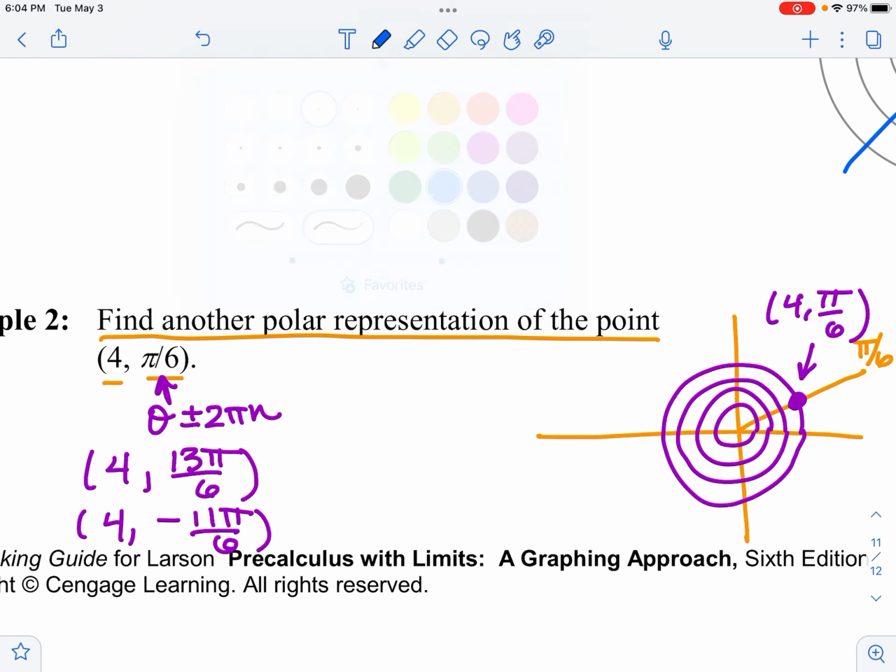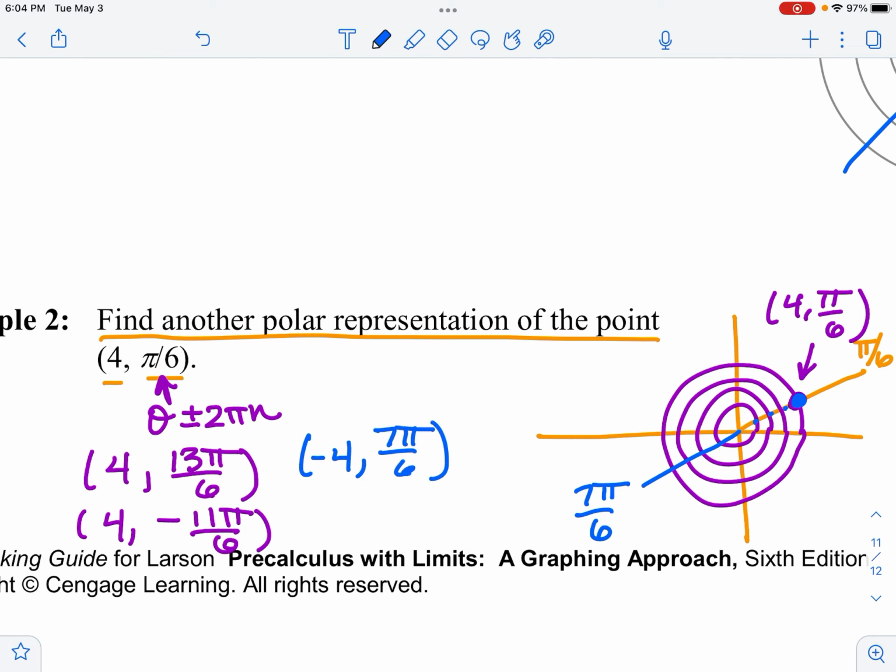I could also extend this angle right here, which I know is 7 pi over 6, and say I want to go negative 4. So remember, negative 4 along 7 pi over 6 would be 1, 2, 3, 4 this way. So I could say negative 4 comma 7 pi over 6. Those are all different ways that we could graph another polar representation of the same point. The same idea as coterminal, and we could also have an infinite number more.